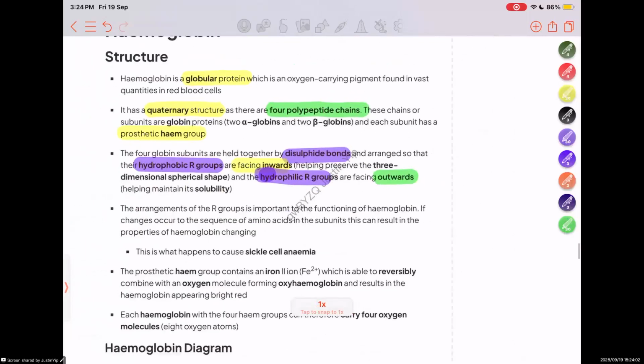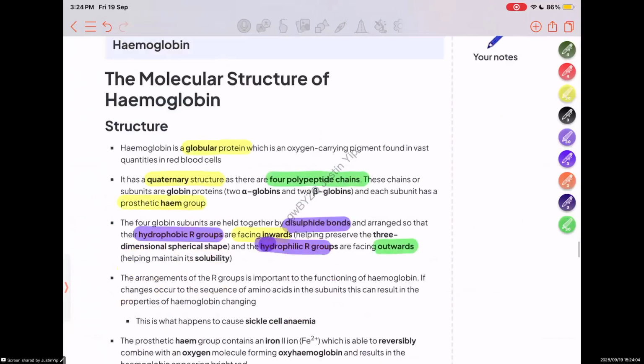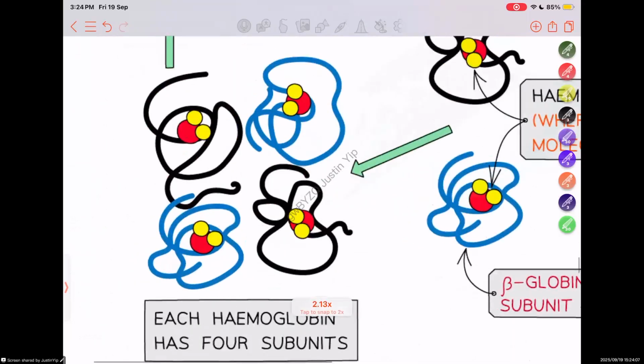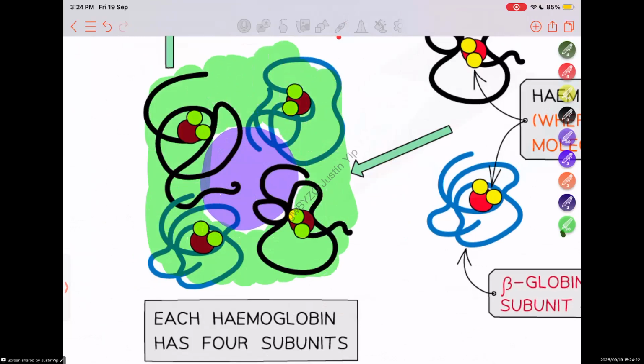This is what we said just now. In hemoglobin, inside this region is hydrophobic, while outside this region is hydrophilic. Inside is hydrophobic, outside is hydrophilic. Please remember this structure; the sequence, hydrophobic then hydrophilic, is important.